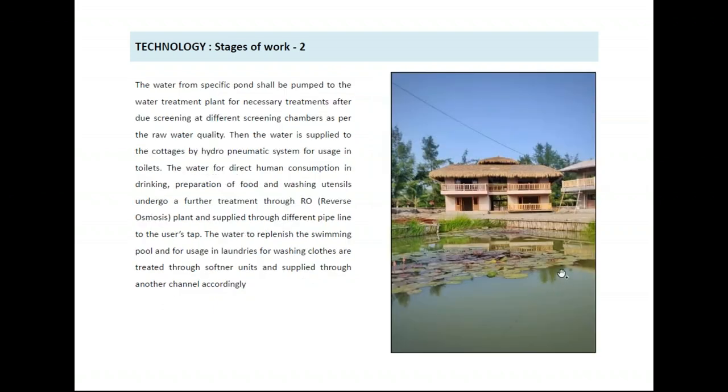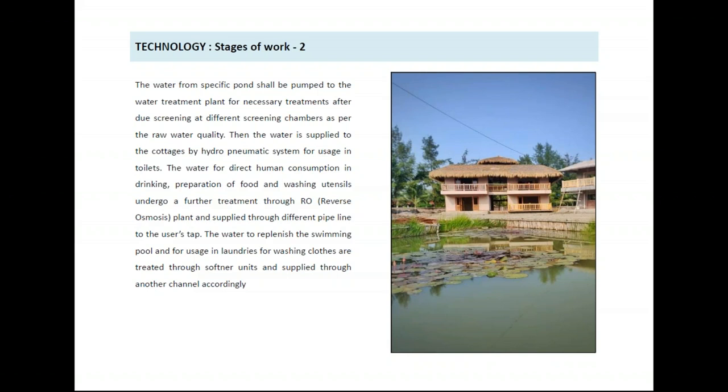In stage two, the water from a specific pond shall be pumped to the water treatment plant for necessary treatments after due screening at different screening chambers as per the raw water quality. Then the water is supplied to the cottages by hydropneumatic system for usage in toilets.